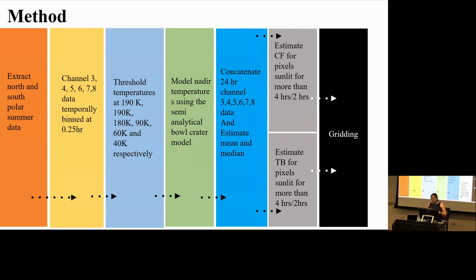And then some more data analysis. You concatenate 24-hour data, estimate mean and median, then CF from the mean and median of each emission channel. I have put a constraint of 4 hours and 2 hours for North and South Pole, and that is because we could get some noisy values despite putting the previous thresholds. But if a pixel has been lit for, let's say, 4 hours, it's probably more realistic. It's a true pixel, is how I put it. And then we carry out projection and gridding.